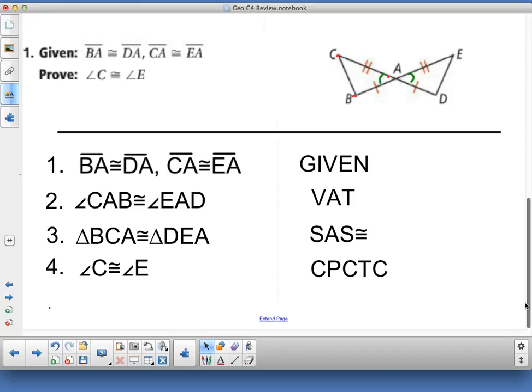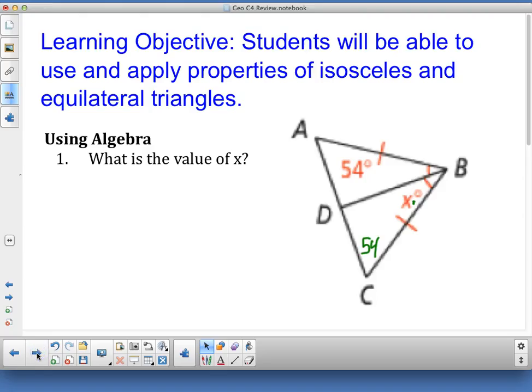Now, here's the deal. Next thing. Angles. Okay, we got some angles going down. So I'm looking at students will be able to use and apply properties of isosceles and equilateral triangles as we go through these. Remember, scalene is a triangle classification for sides. Isosceles is a triangle classification for sides. Equilateral is a triangle classification for sides. Okay? So those are the big three.